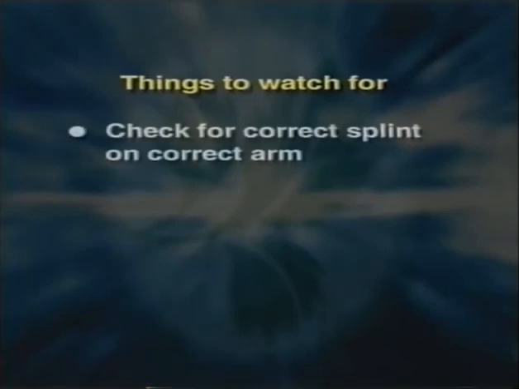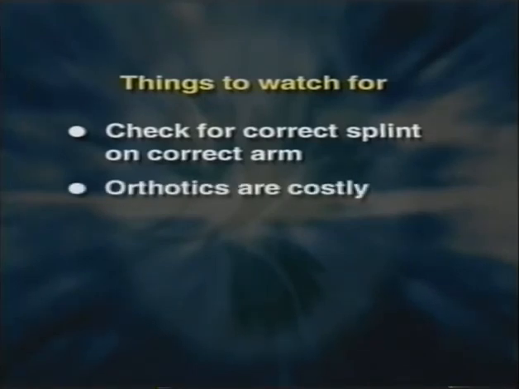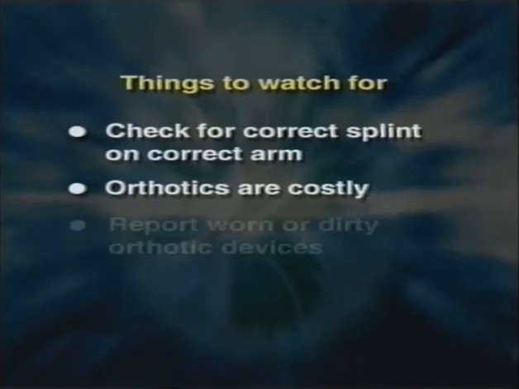Now I would like you to consider some things to watch for. Double check to make sure you have the correct splint on the correct extremity. Orthotics are costly. Please take good care of them. A hand splint begins in the range of $130, an Ultraflex around $300, and a brace around $600.